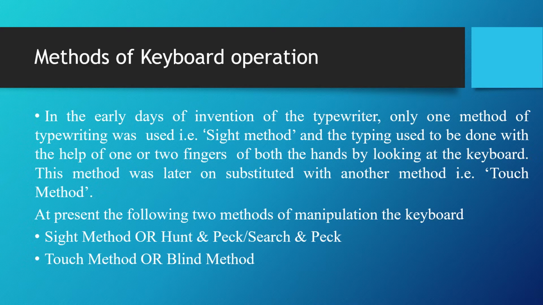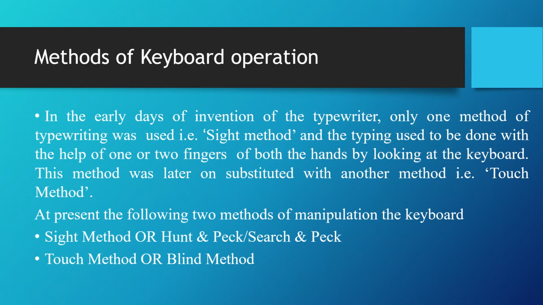In the beginning, when the keyboard and the typewriter came into the market, only the sight method was available, and a user could use the sight method for the purpose of typing. He was looking at the keys, searching for the keys and pressing the keys. But after a huge time, the other method came into the market, called the touch method, in which the fingers of both hands were used for the typing operation.